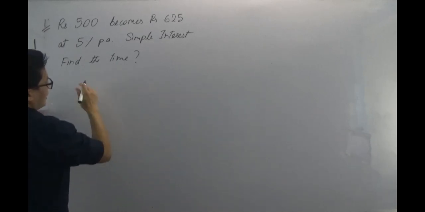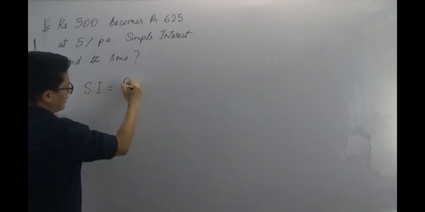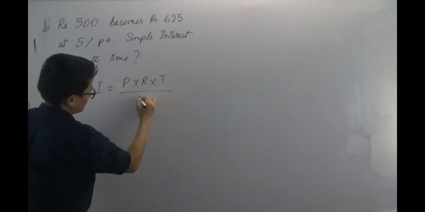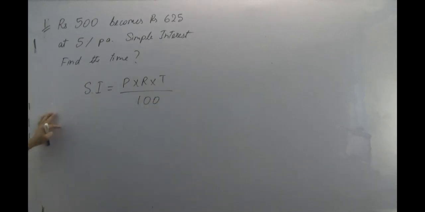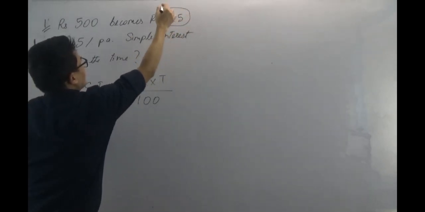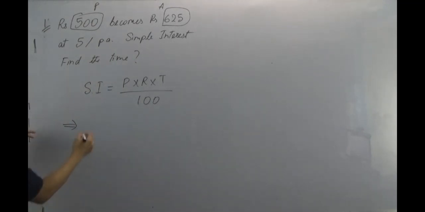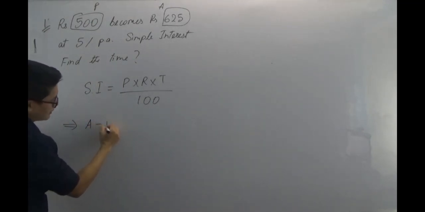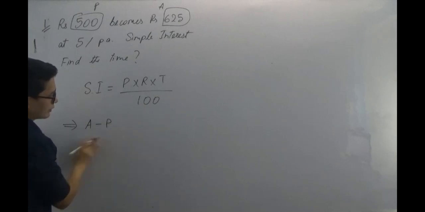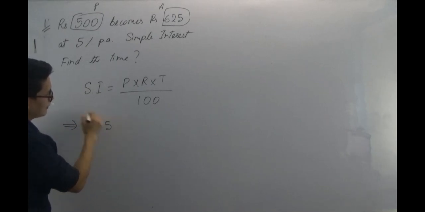If you apply the formula, simple interest is PRT by 100. Here the amount is given, so this is the amount and this is the principal. So simple interest is the amount minus the principal, which is 125.